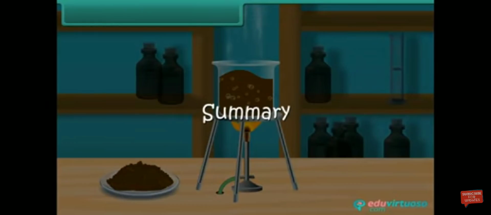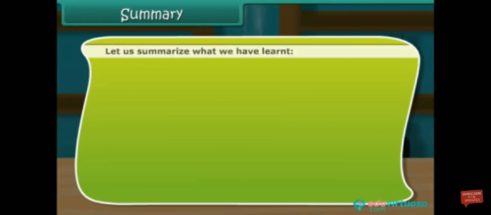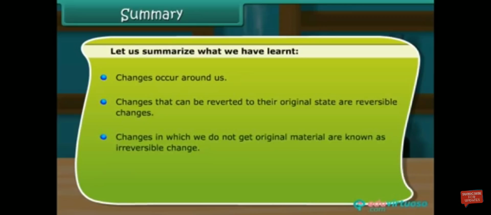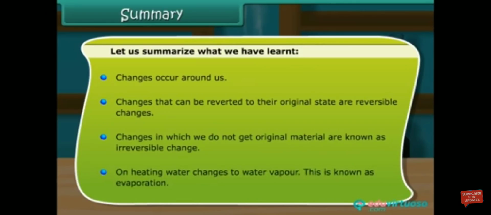Summary. Let us summarize what we have learned. Changes occur around us. Changes that can be reverted to their original state are reversible changes. Changes in which we do not get the original material are known as irreversible changes. On heating, water changes to water vapor. This is known as evaporation.